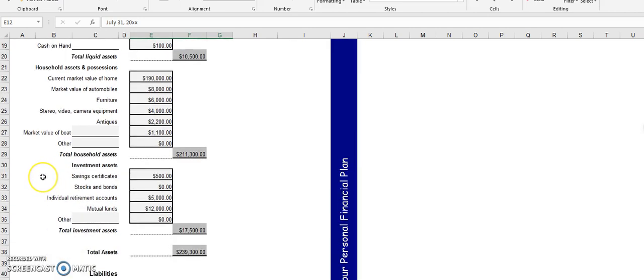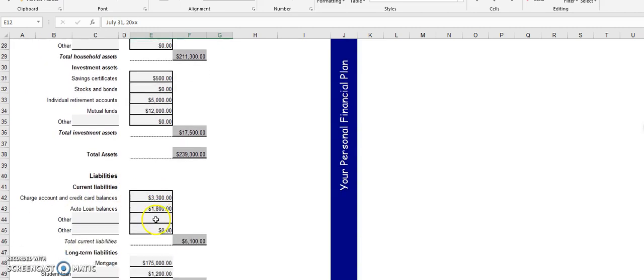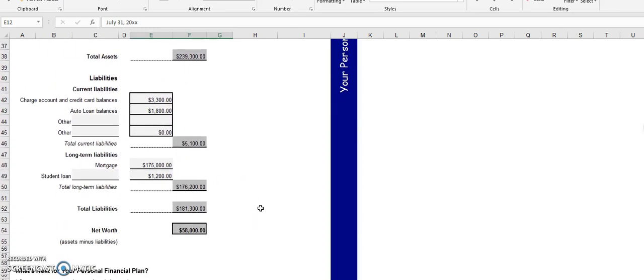Another category is investment assets. If you have a savings certificate, for example, of $500, maybe you don't have stocks and bonds at this point, so there's nothing there. You have an individual retirement account, an IRA, that has a $5,000 value. Then you have some mutual funds that you've invested in, $12,000. And so you have total investment assets of $17,500. That brings your total assets to a total of $239,300.